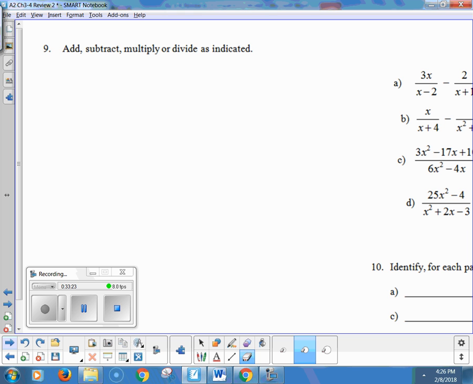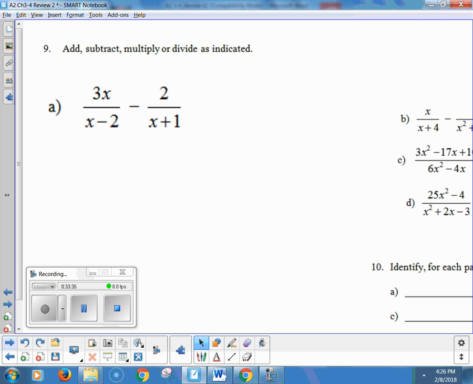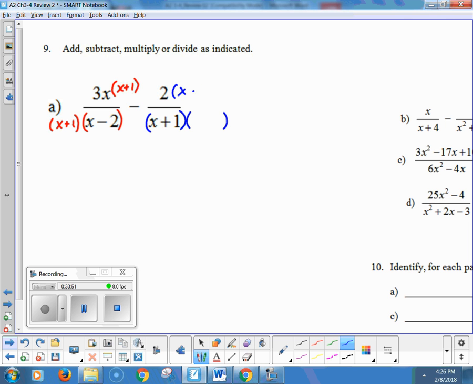Moving on to number 9. Number 9 says add, subtract, multiply, or divide. Okay. So here we are adding some fractions. To add fractions, we need to have a common denominator. So I would need to take the top of this fraction and multiply by x plus 1, assuming I do the same thing in the denominator. And I would need to take the top and bottom of this fraction and multiply by x minus 2.